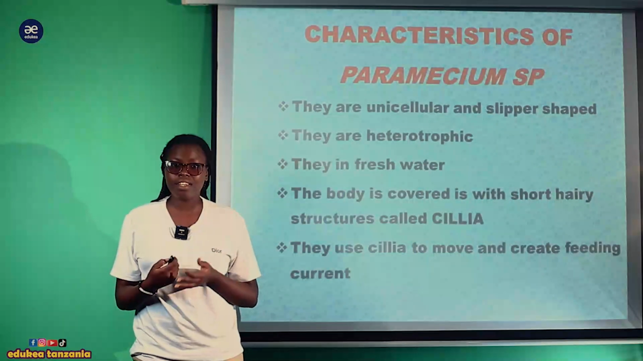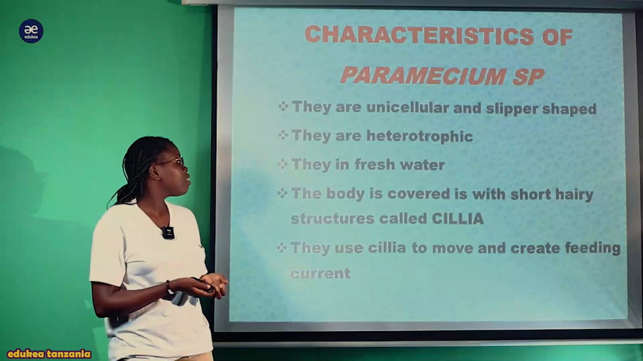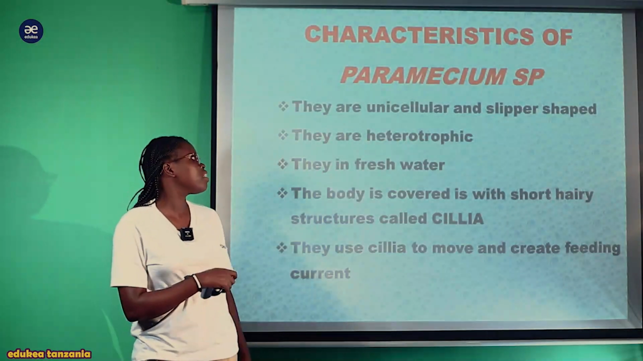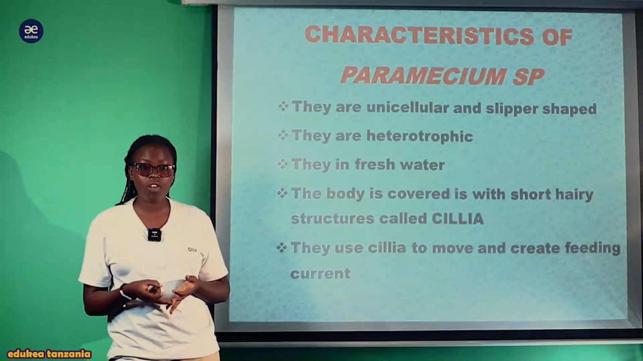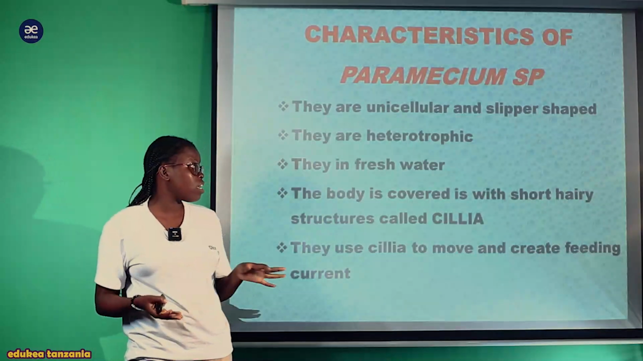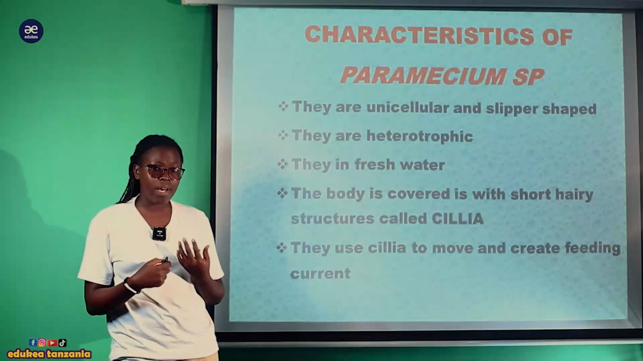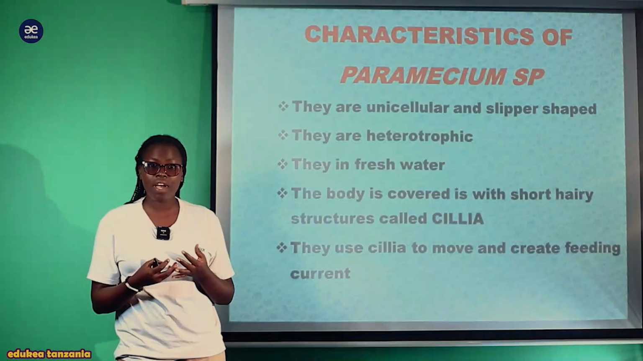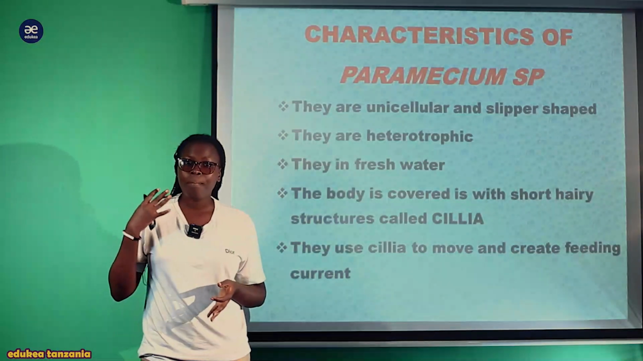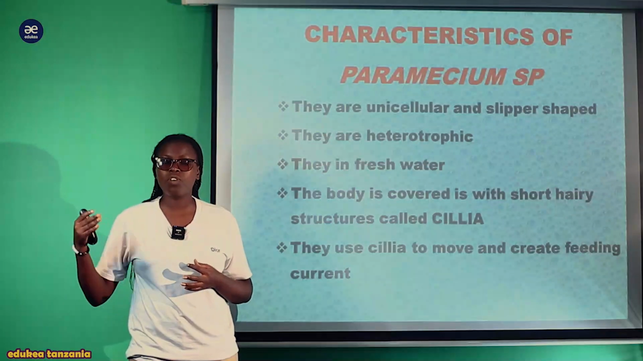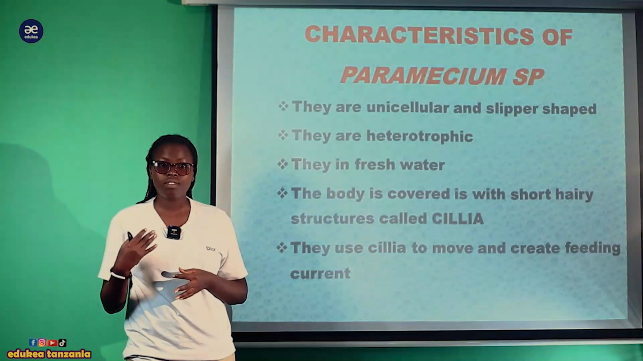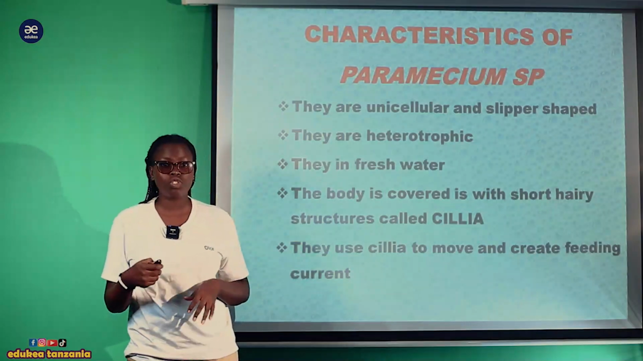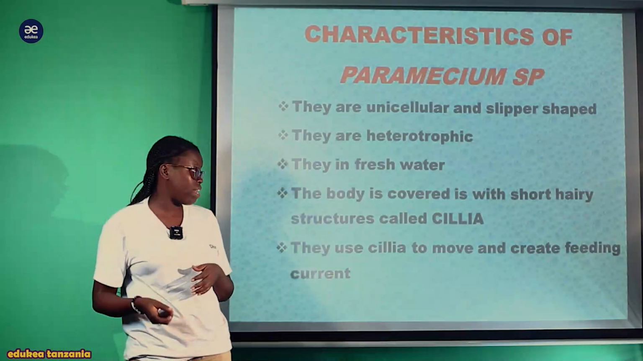Now, what are the characteristics of the paramecium? First one, they are unicellular and they are slipper-shaped. So this organism is unicellular, meaning that they are single-celled, and they have a slipper shape, as you have already seen. Also, they are heterotrophic, meaning that these organisms are incapable of making their own food. Instead, they depend on other organisms so as to survive. Also, they live in fresh water, meaning that they are aquatic organisms.